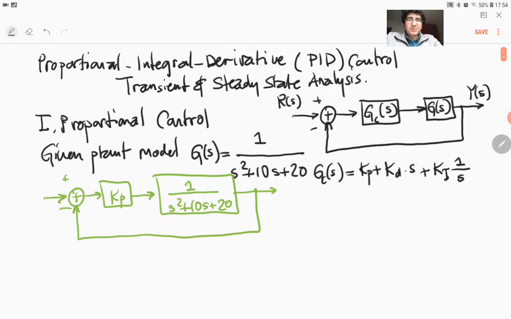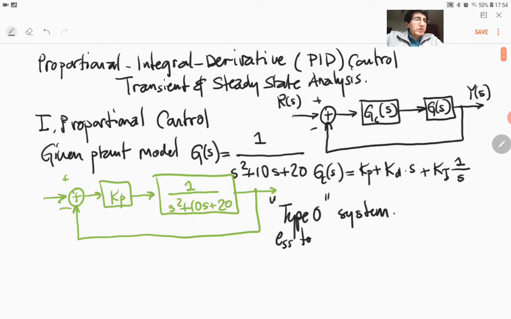So what is the type of this system? The type is essentially a type 0 system, right? This is a type 0 system because it is a unity feedback system and we don't have any standalone integrators in the feed forward path. So the denominator of the feed forward or open loop transfer function does not have any freestanding S terms.